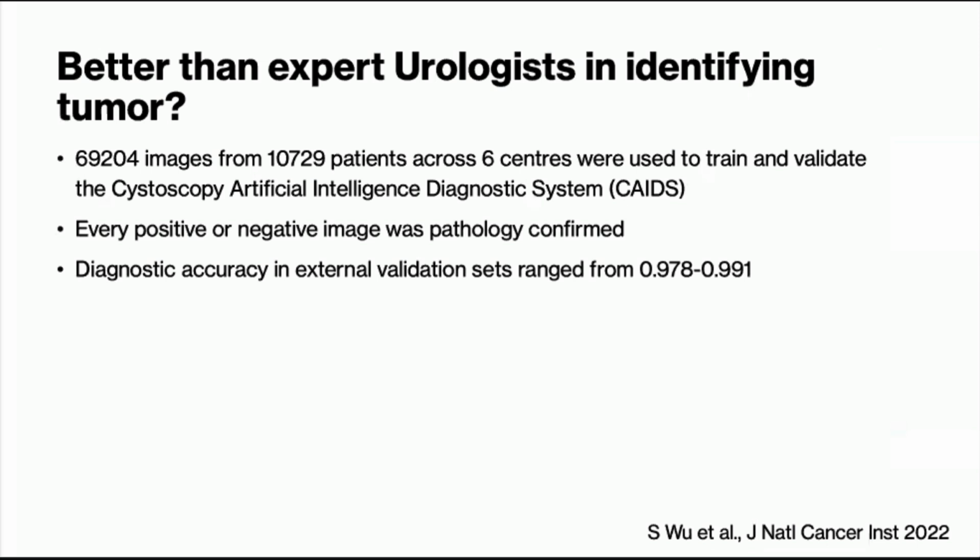But why does it matter? Because you could argue that all of those lesions are fairly obvious to your expert urologist. Does it actually do any better? Well, this group seems to think so. They developed a similar program that they named the Cystoscopy Artificial Intelligence Diagnostic System, or CAIDS, that was trained on a set of 70,000 images across over 10,000 patients. Every single image was confirmed with pathology to be either positive or negative for malignancy.